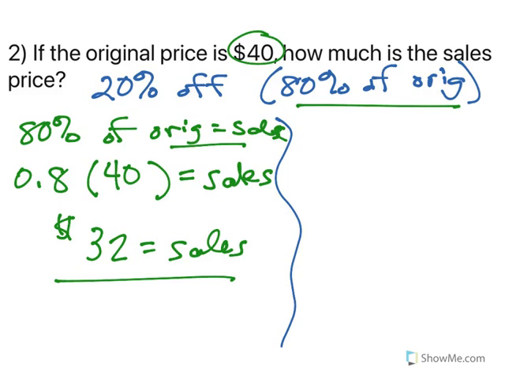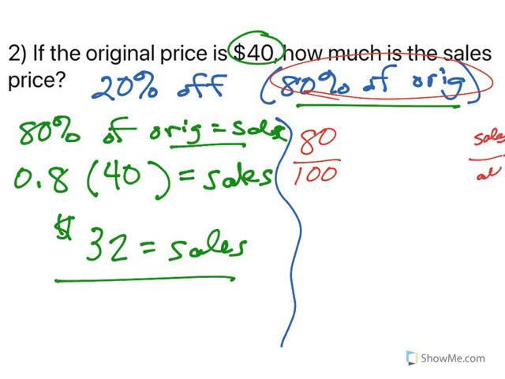So let's also think of this as a proportion. Now, if we know that we are paying 80% of the original, remember, 80 is the sales amount and 100 is all, part to whole. Think of the ratios. So if I'm setting this up as a proportion, I know the original price is 40, so that's the whole thing. That goes in the denominator, and I'm trying to find the sales price, which goes in the numerator.